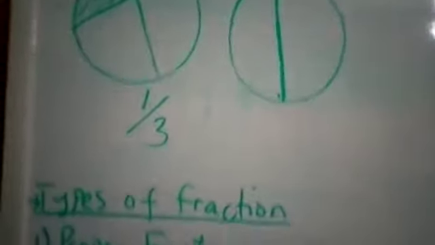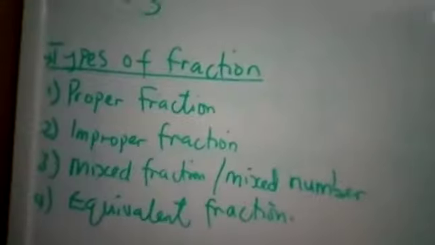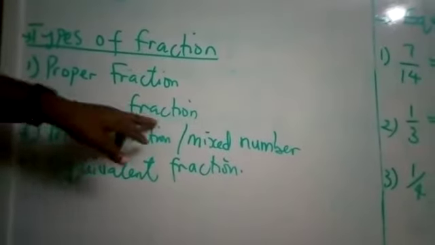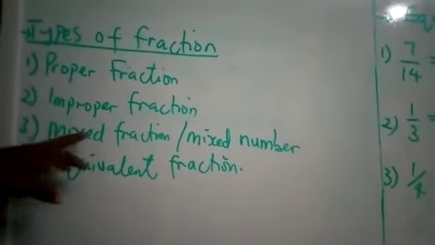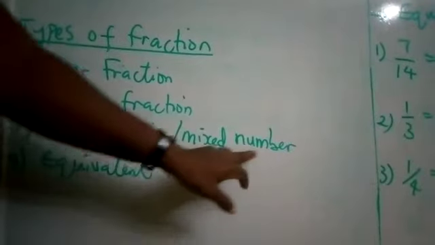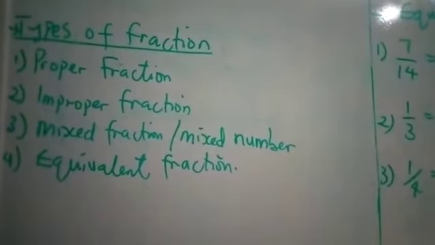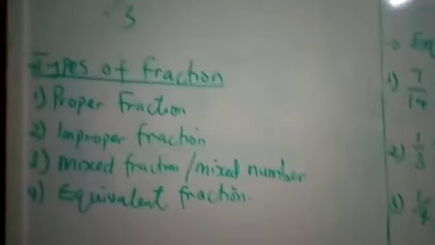Alright, that's done. Let's go to types of fraction: proper fraction, improper fraction, mixed fraction or mixed numbers, and equivalent fraction. Let's quickly take examples and know what these things mean.